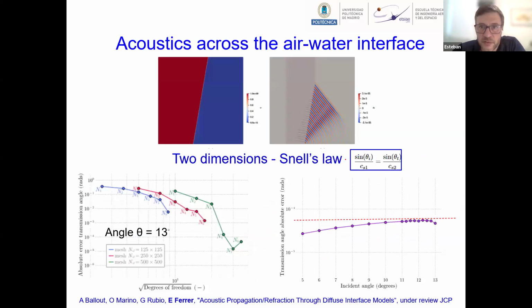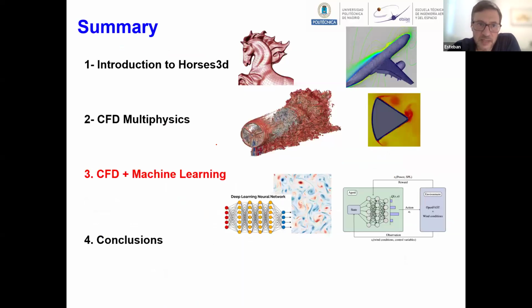And we have checked that also for Snell's law. So then we throw a wave at an angle, and then we can see that the errors are bounded for any of the angles, right? So near the limit, 13 degrees, for air and water, we get almost the same error as for lower angles, right? So there's no huge increase when we get to the limit critical angle. So we're quite happy with this. This is almost accepted, I will say, at JCP.